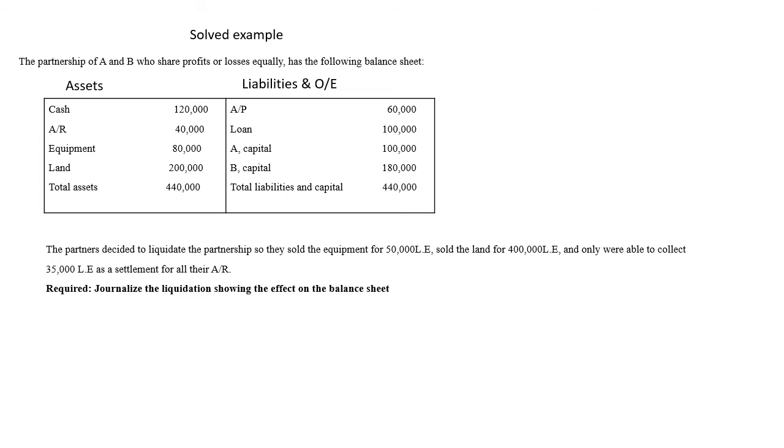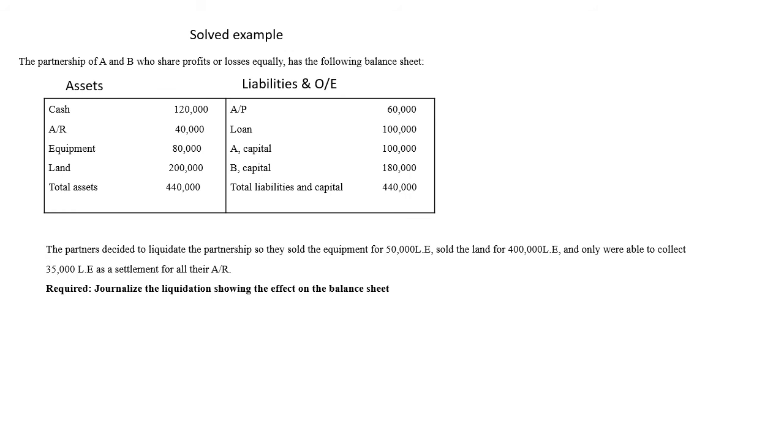The land was sold for 400,000. The land used to be 200, now it's 400. So we are having a profit from selling the land. And we are only able to collect 35,000 of the accounts receivable. So the accounts receivable is now 35,000 instead of 40,000. And it says as a settlement for all the receivable.